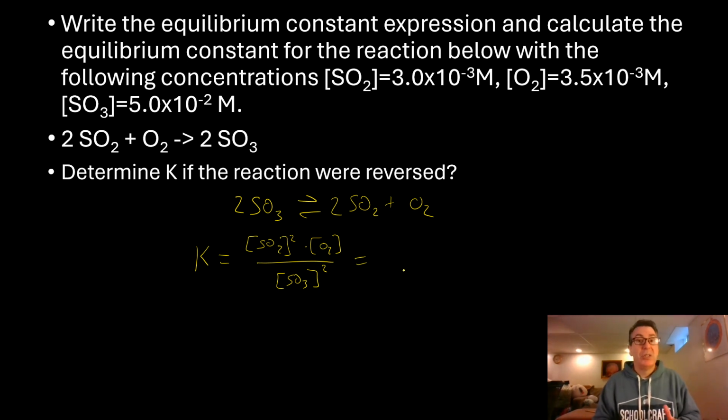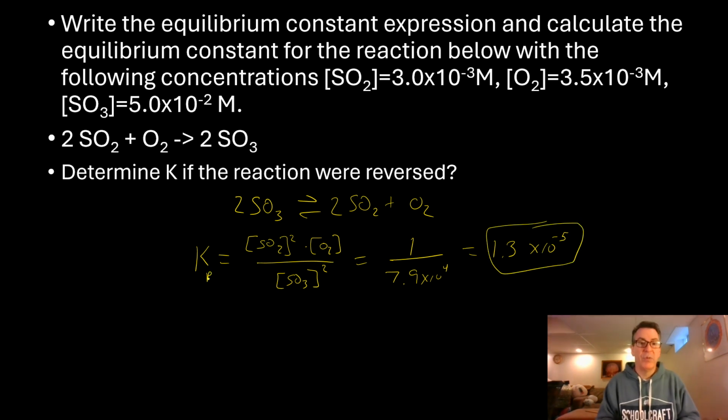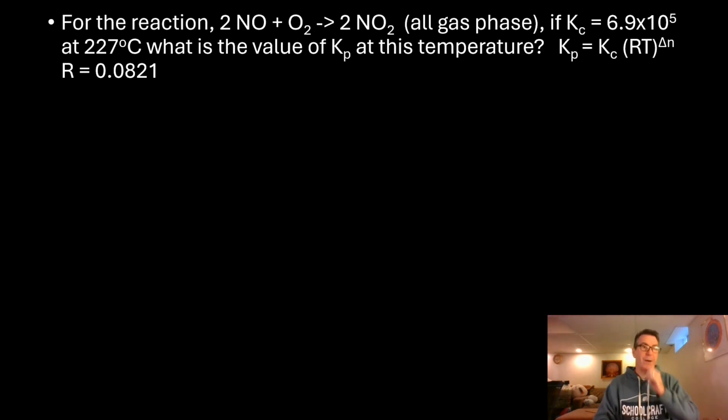When you reverse a reaction, you can simply take the reciprocal of the equilibrium constant. So in other words, 1 over that 7.9 times 10 to the 4th value that we just did. And so if you just plug that in on your calculator, it comes out to 1.3 times 10 to the minus 5th power. That's the K value for the reverse reaction. All right, so if you reverse a reaction, you take the reciprocal of that K value. All right, so pretty straightforward there.